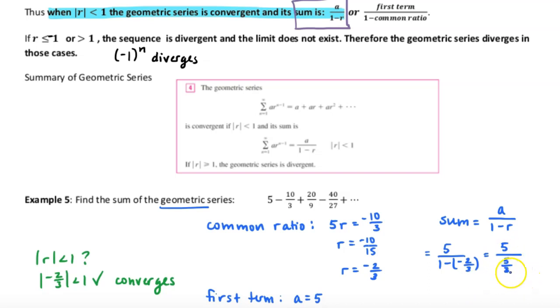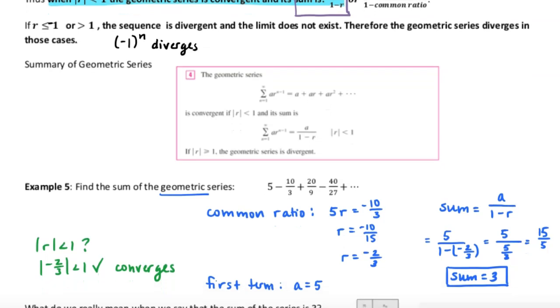This is going to give me 5 times 3/5, which is 15/5. And so my sum is just going to simplify to 3. So my sum of this geometric series is 3.